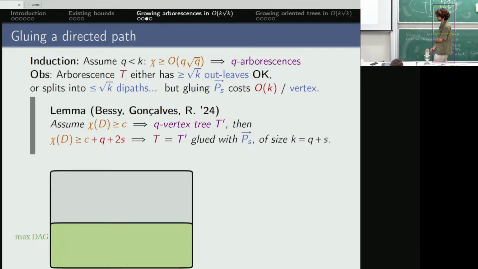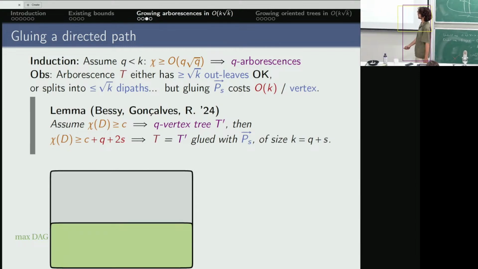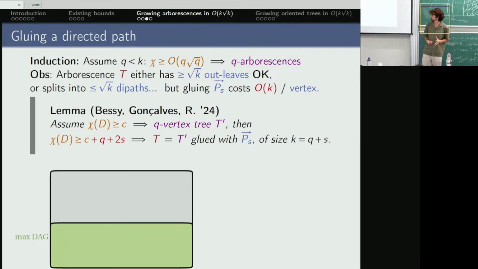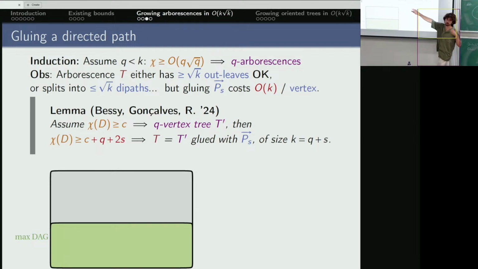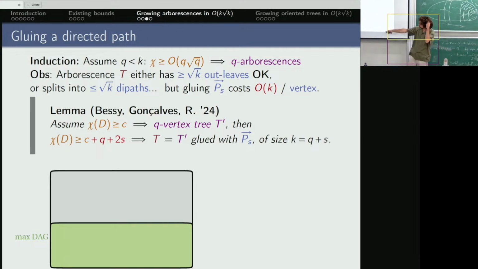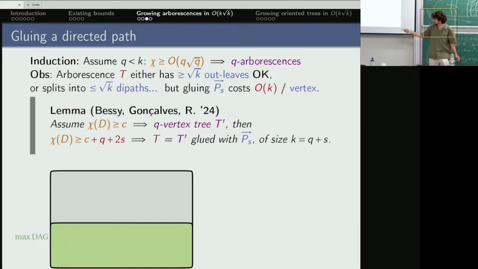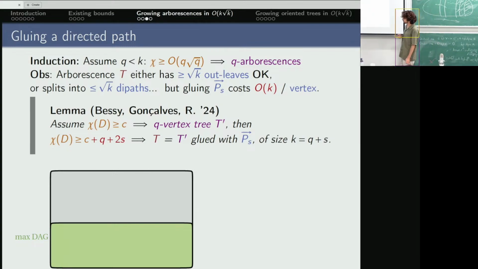So how does this work? You take your graph as before of a high chromatic number with this bound here, and we want to split it again into a zone which will have high chromatic number in which we can find our tree by induction, and a zone that helps us glue our path. So I've written max DAG here, which means that this green part is a maximal directed acyclic graph. And these are really nice.